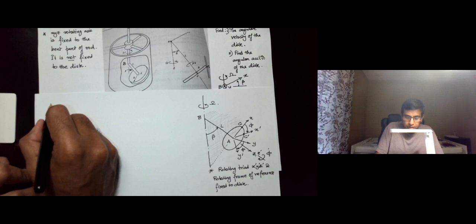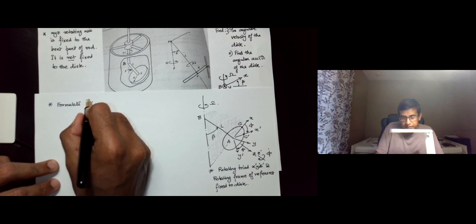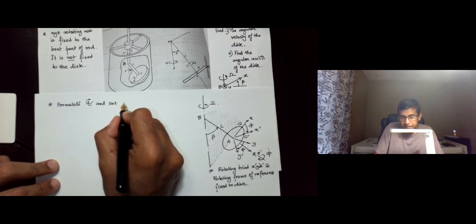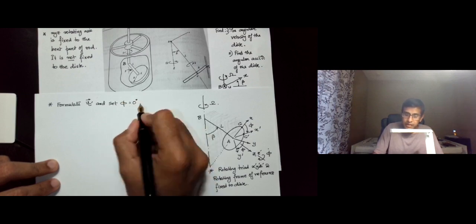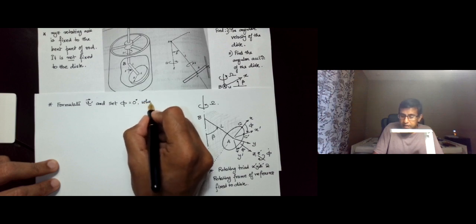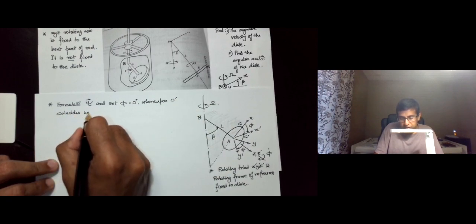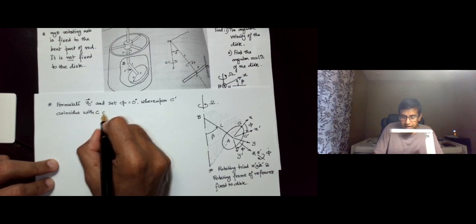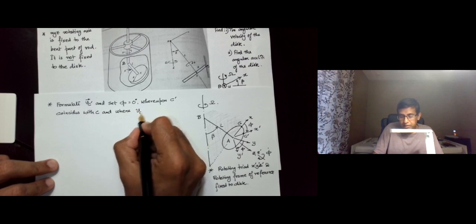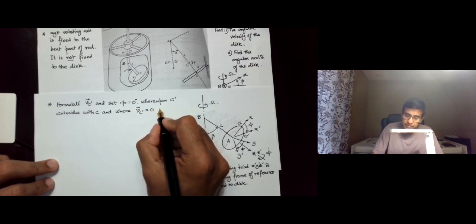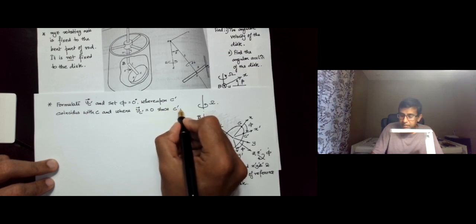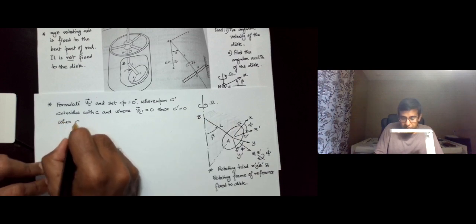Now our approach in this problem is going to be to formulate Vc prime and set phi equal to 0 degrees, whereupon C prime coincides with C, and where Vc prime is equal to 0, since C prime is equal to C when phi equals 0.